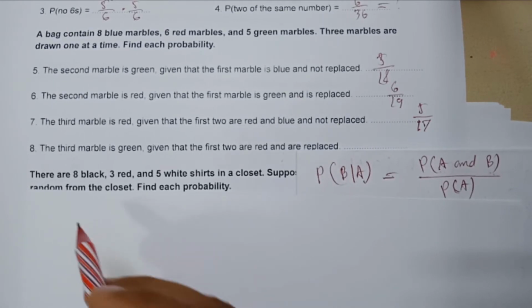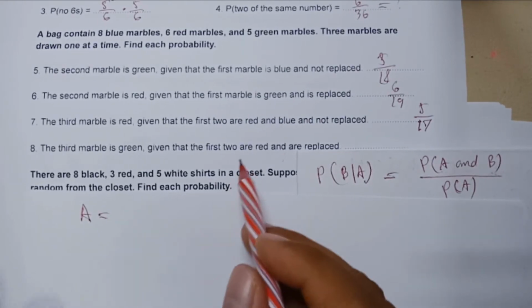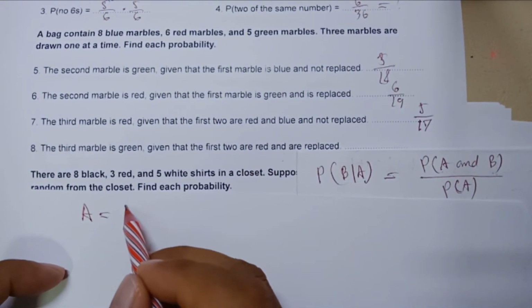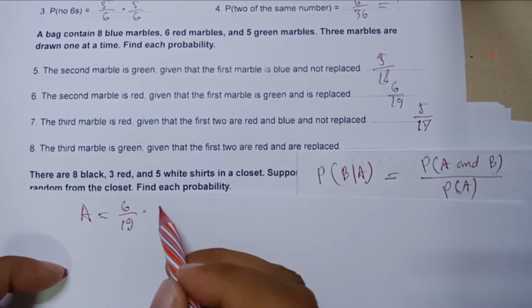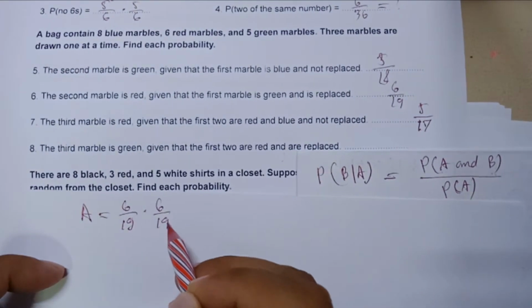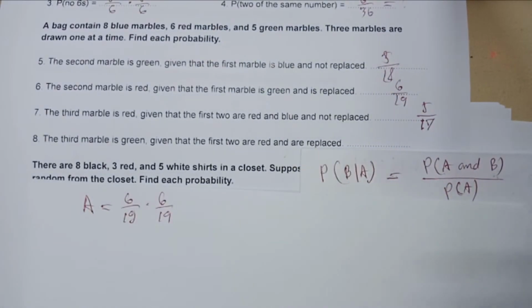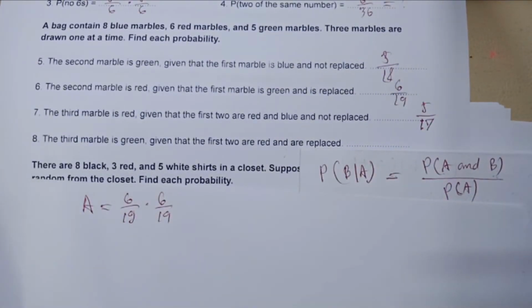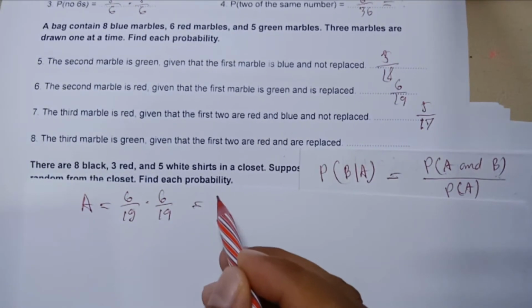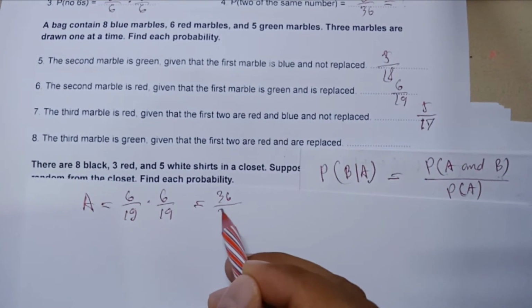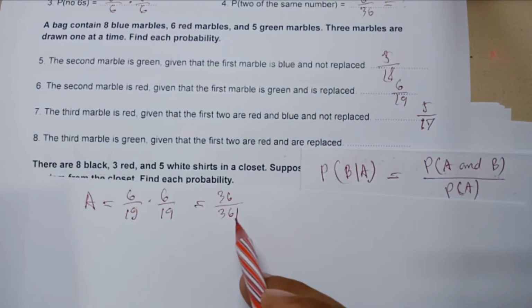Event A first. Let me try to find event A. Event A, the first two are red, so you have 6 red over 19. Still 6 red over 19 because it said replace. Let me simplify these two together first to get event A. So you have 6 over 19 multiplied by 6 over 19. You have your answer as 36 over 361. This is for event A.